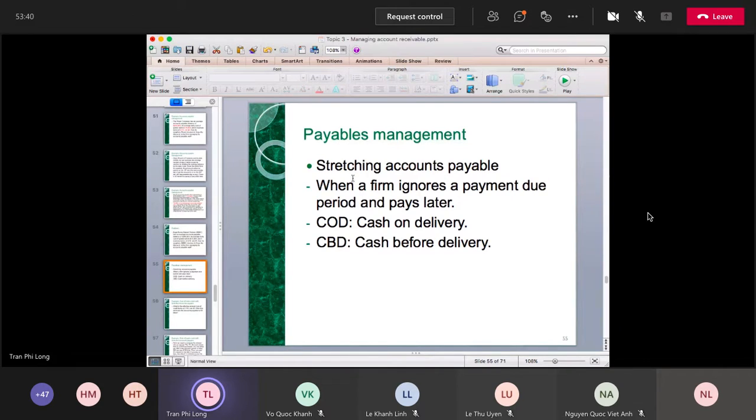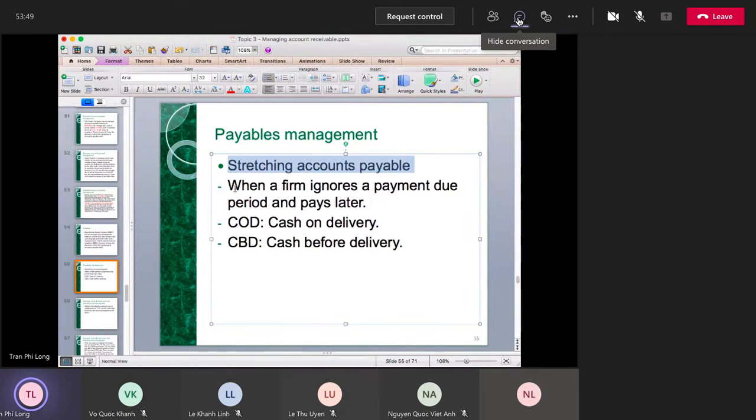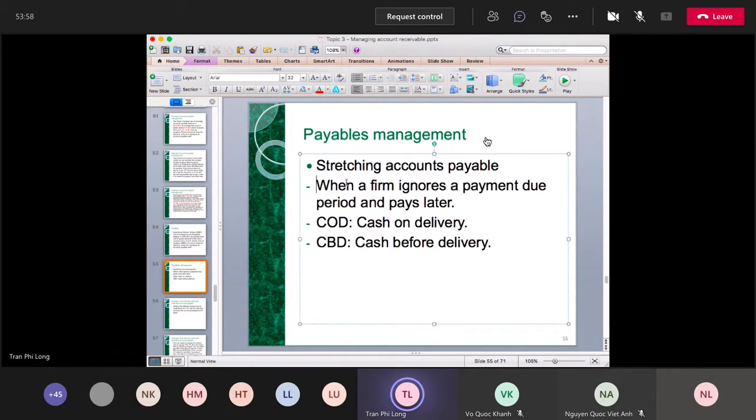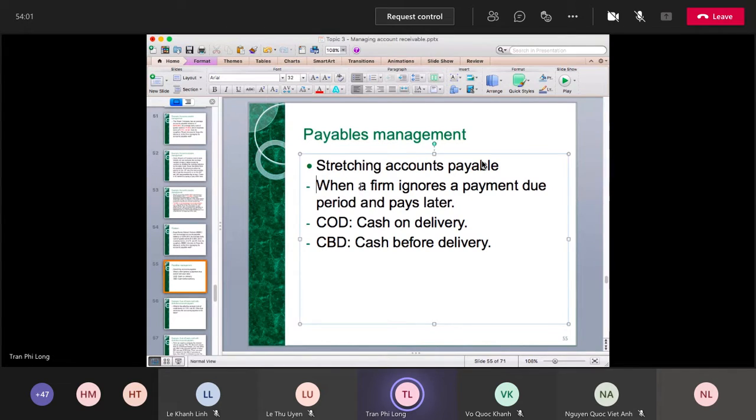Now you will study a new terminology, stretching. What does it mean to stretch the account payable? It means that the firm will ignore the payment due period and pay the payment later.